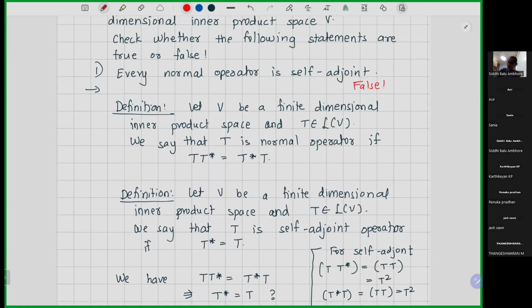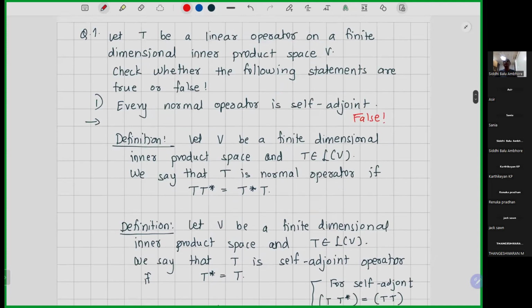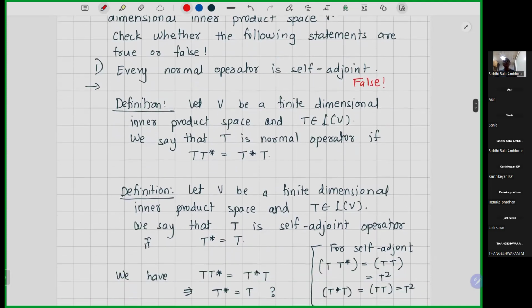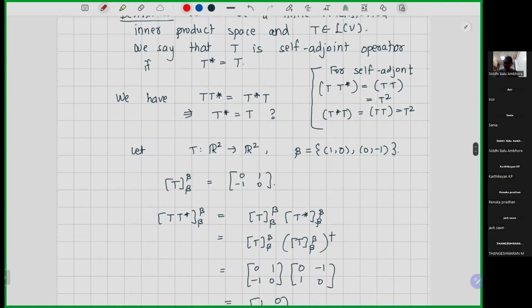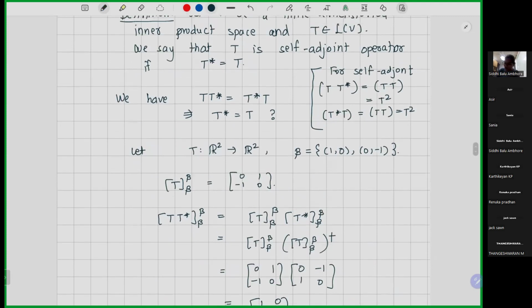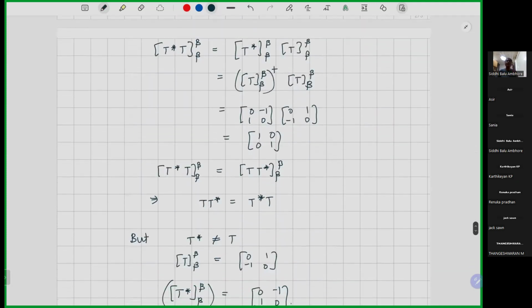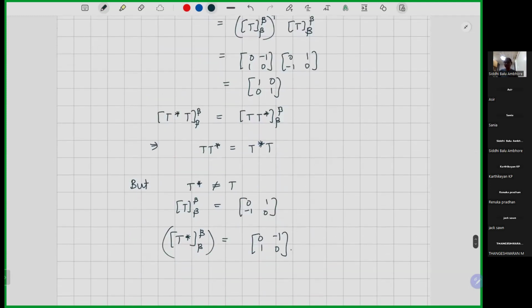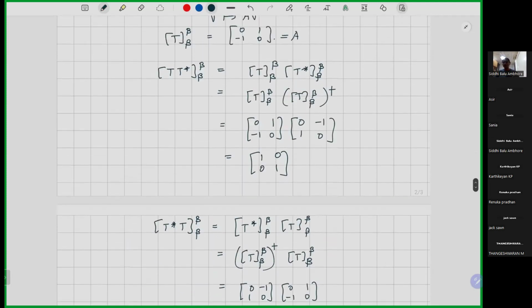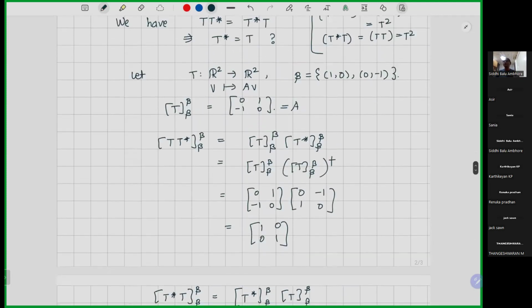So this is false. Because we know that we can start with any matrix multiplication. For example, if I call this matrix A, then T is V going to AV. For this linear transformation, T beta beta will be matrix A again. And when we follow all these things, we get that T star T is equal to T T star, but T star is not equal to T. That is, the adjoint is not equal to the original linear transformation, but the adjoint and the linear transformation commute. That is, they are normal.